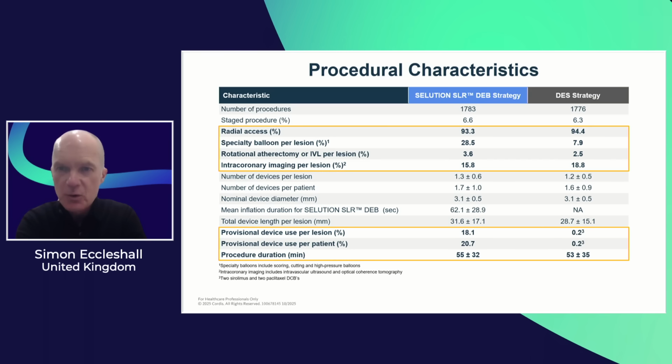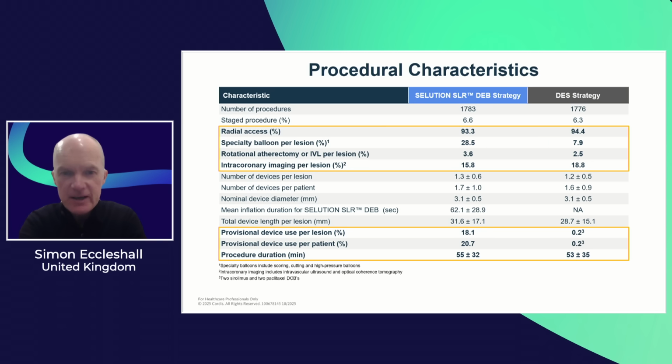Specialty balloons were used more often in the balloon arm than the stent arm, and those numbers would reflect, I think, probably current European practice. Calcium modification was relatively low in both arms. Imaging was somewhat under 20% in both arms, again, I think reflecting European-wide practice, and was mostly driven by Peter O'Kane and the rest of the UK team.